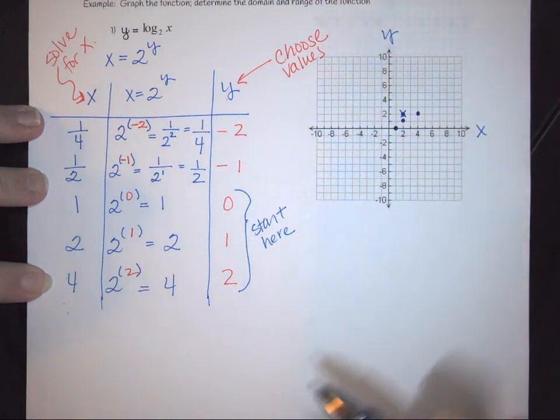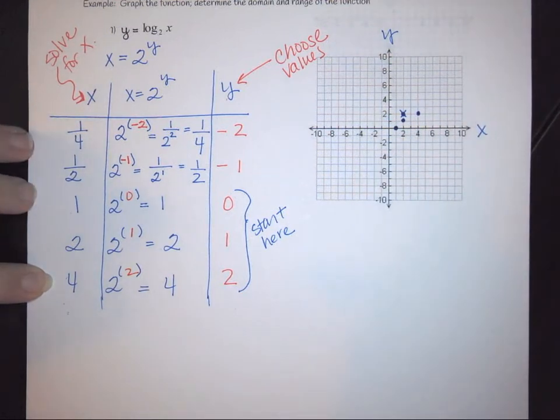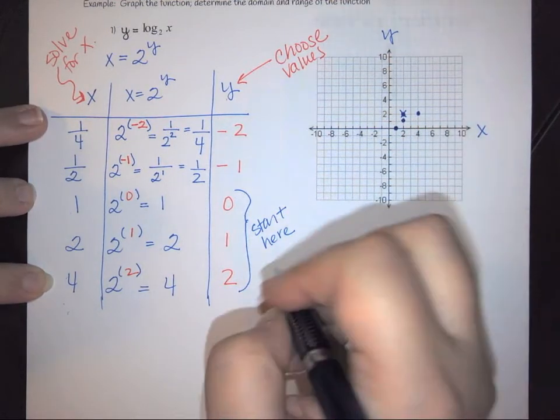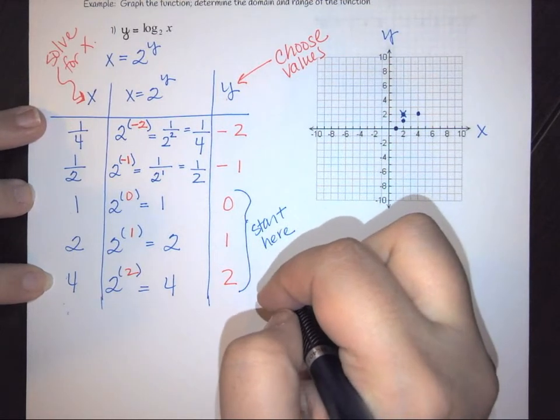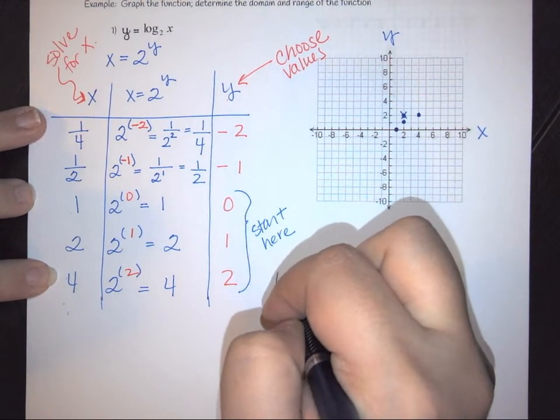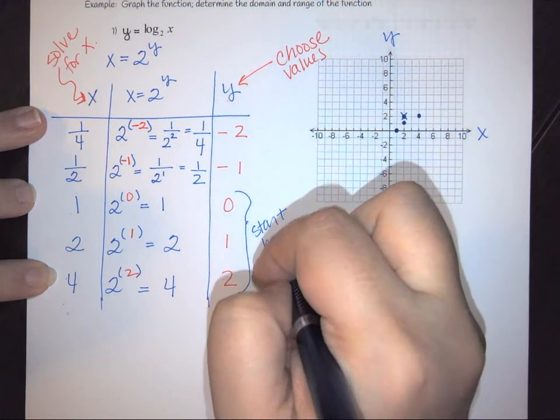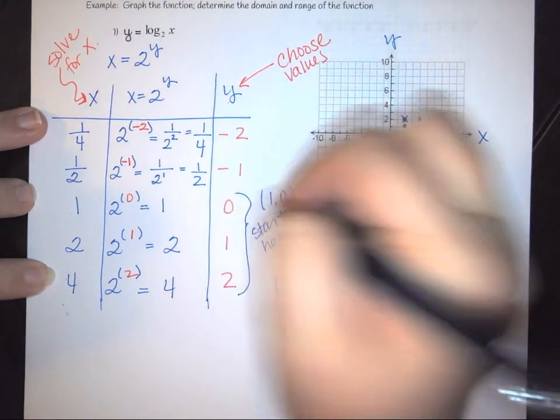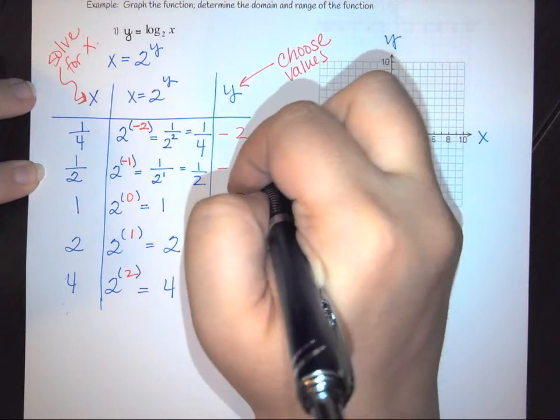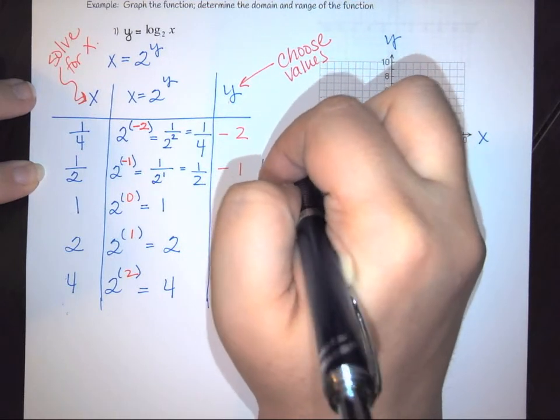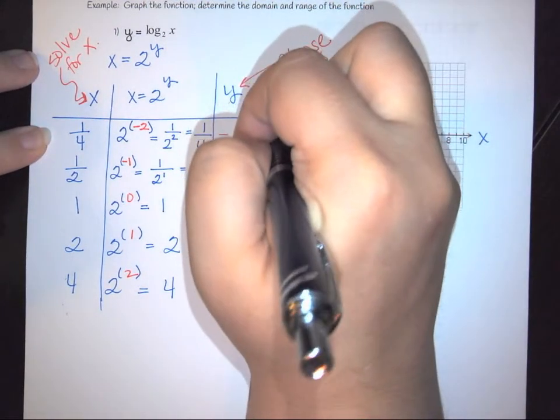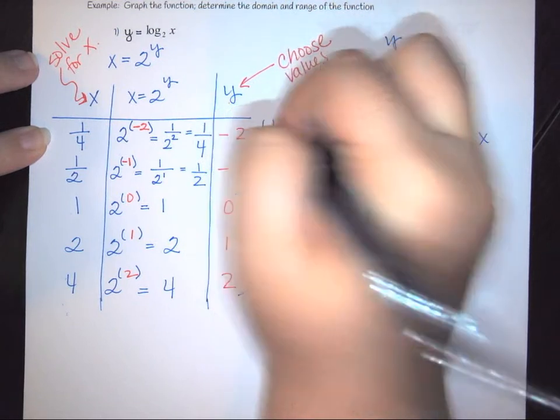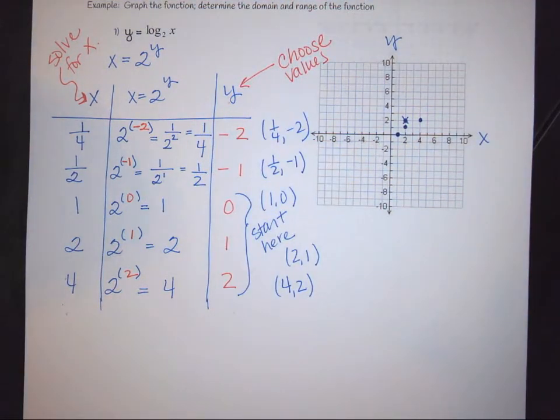So see how easy it is to get yourself a little screwed up, which is fine. Something that might help is if you actually write your coordinate points off to the side. This is the point 4, 2. This was the point 2, 1. This was the point 1, 0. This is the point 1/2, -1. This is the point 1/4, -2. Whatever it is you need in order to help certainly would work.